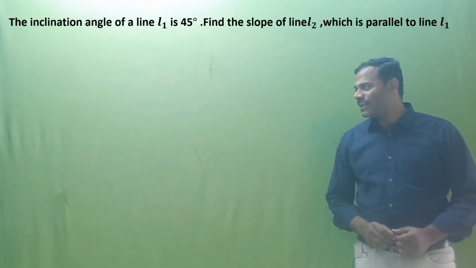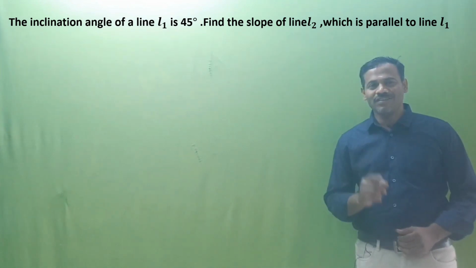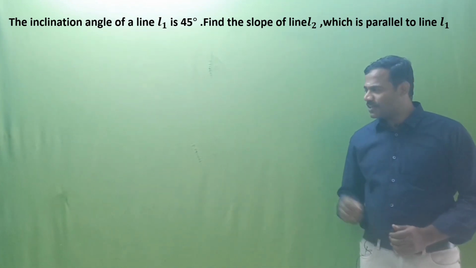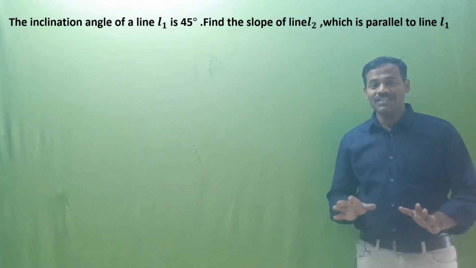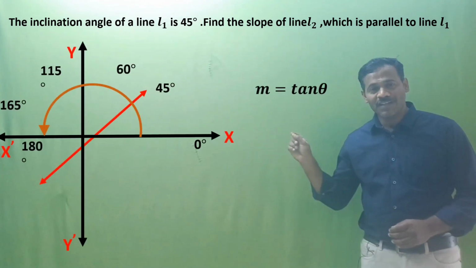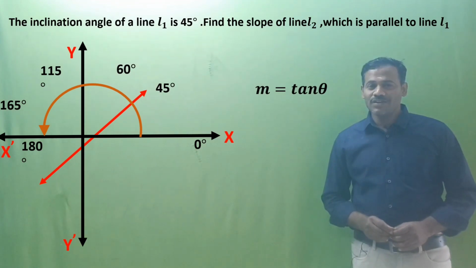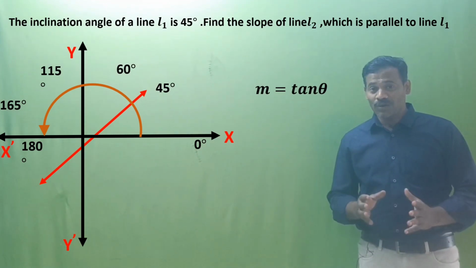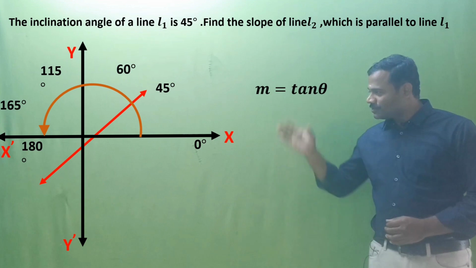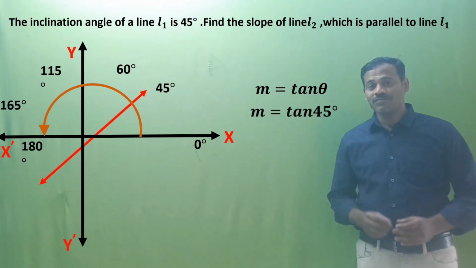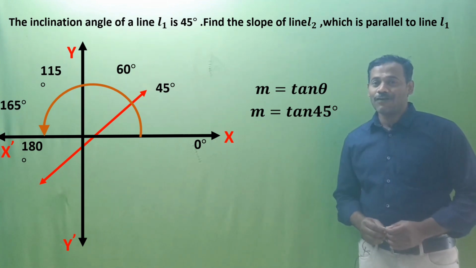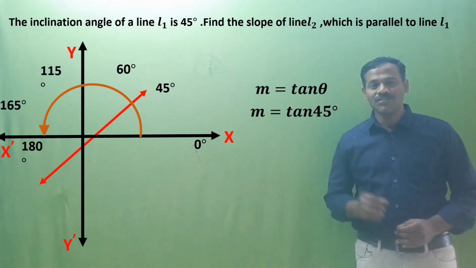Children, let us see one problem here. The inclination of a line L1 is 45 degree. Find the slope of the line L2 which is parallel to L1. Now the question here is, we want to find the slope of the line L2. Children, we know the basic formula, m is equal to tan theta. Suppose the inclination of the angle is 45 degree, then what about the slope of the line? Yes, it is tan 45 degree. Tan 45 degree is 1.